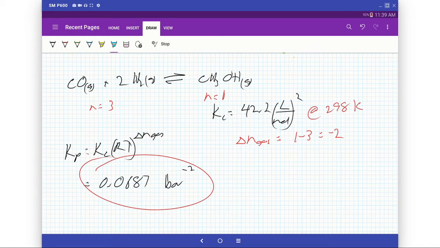And so this is how that problem was set up and solved. Delta n gas is -2, so on and so forth. And I will leave you with that.